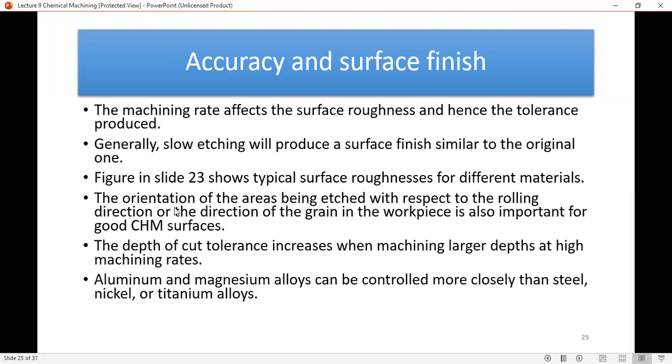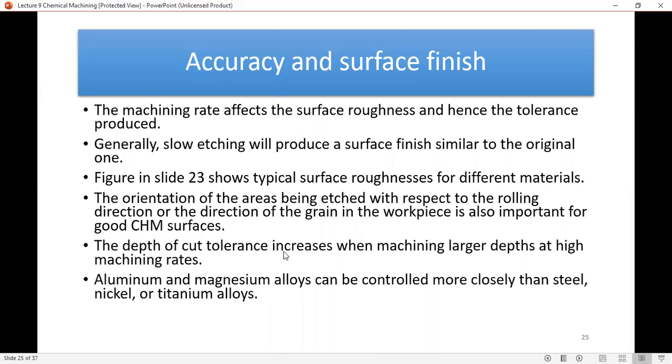Again, the orientation of the areas being etched with respect to the rolling direction, or the direction of the grain in the workpiece, is also important for a good finish. Basically, the previous processes on the workpiece will have an effect on the surface finish after the CHM process.